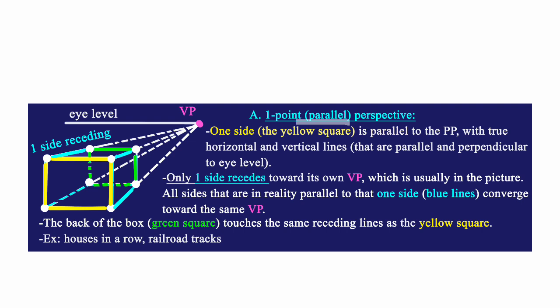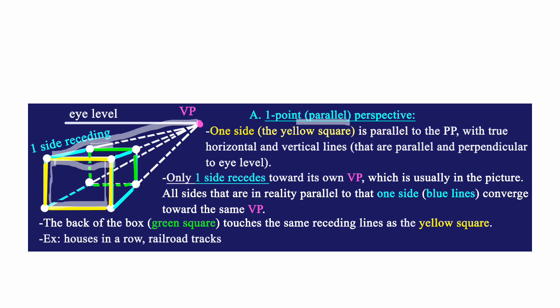And just to review, a box in one-point perspective has a face with true horizontal and vertical lines. We say that this is parallel to the picture plane. And it recedes in only one direction to a vanishing point, usually on eye level. And usually this vanishing point is in the picture or not far away from the picture.